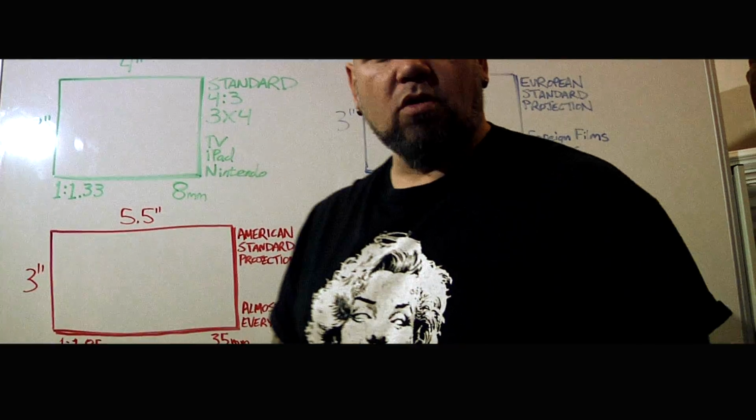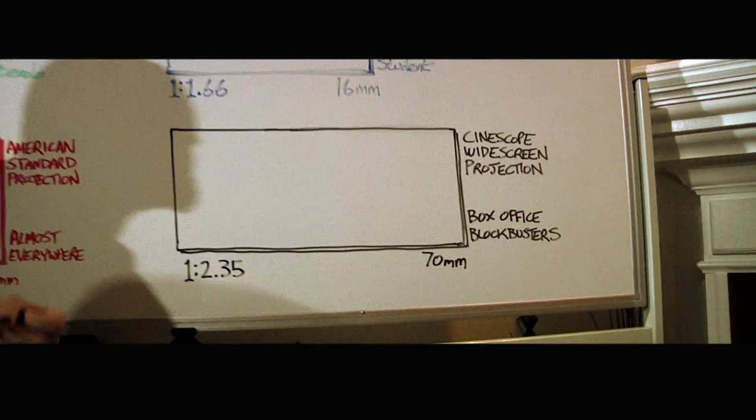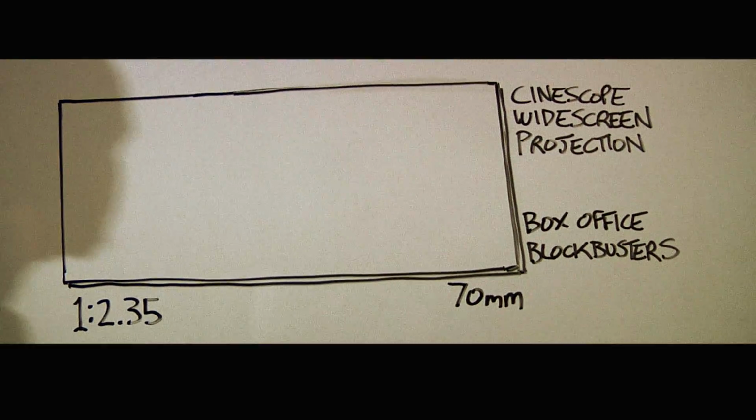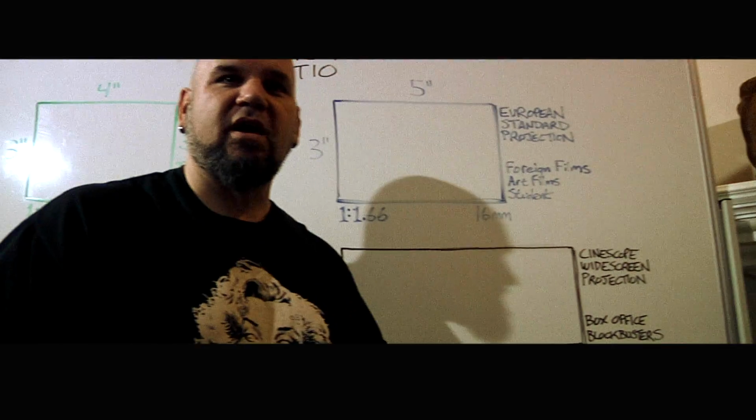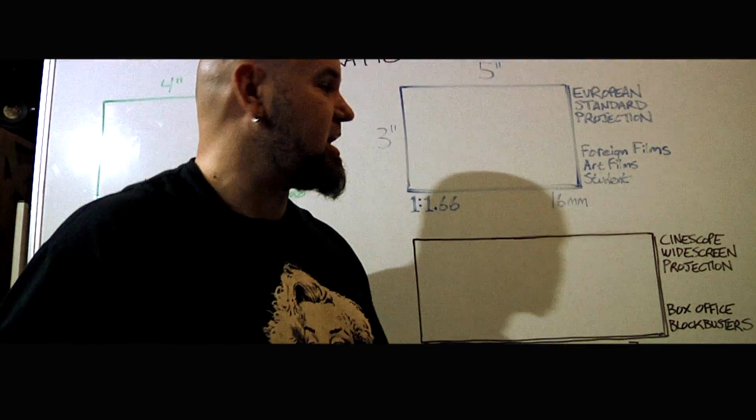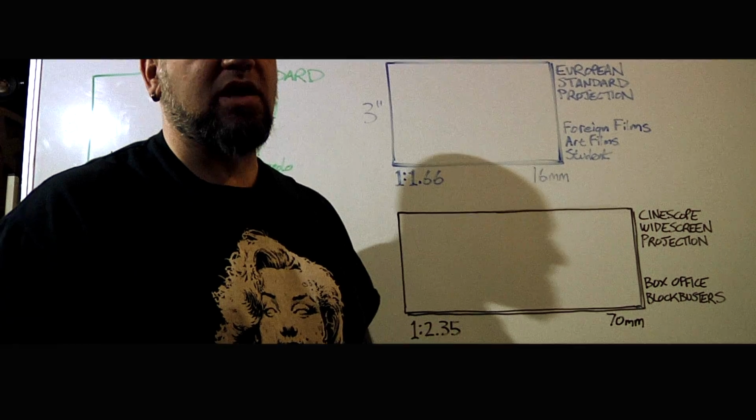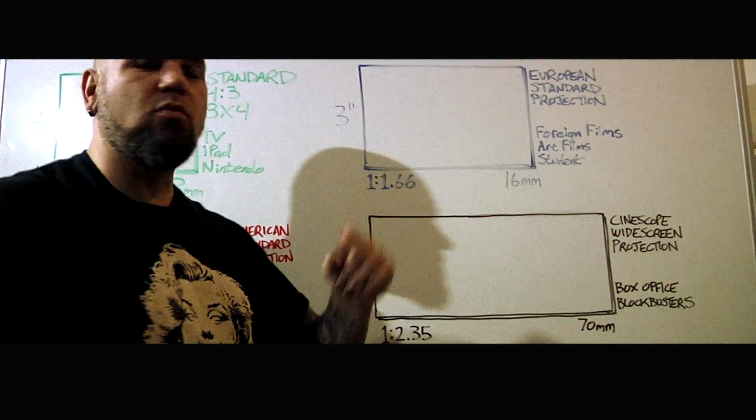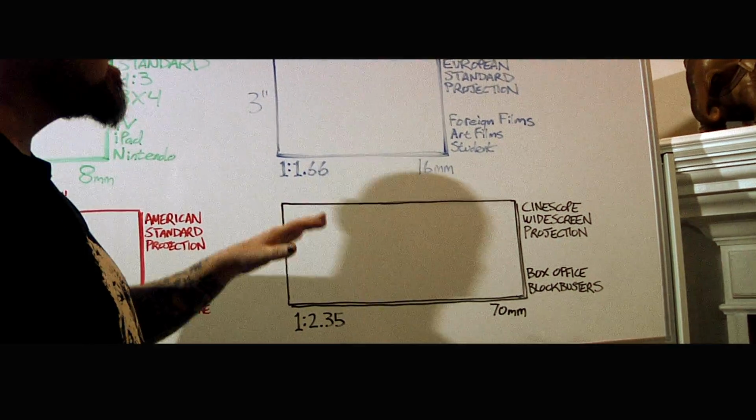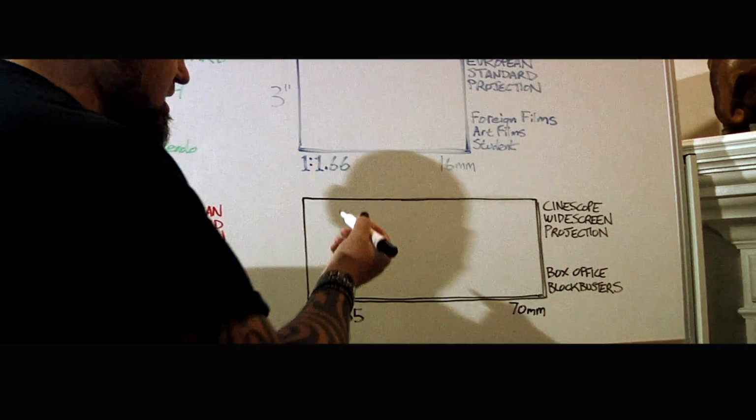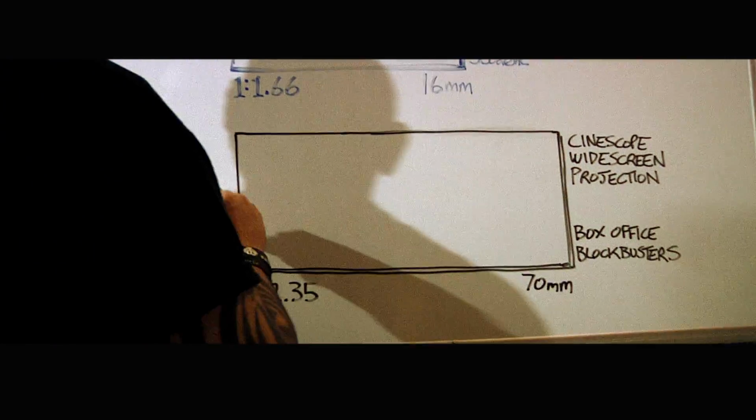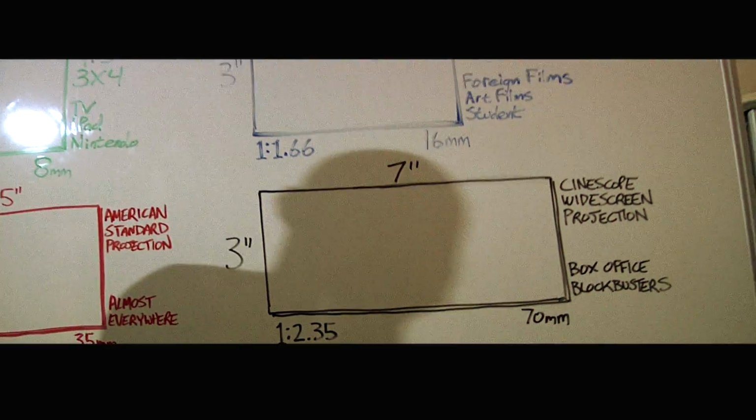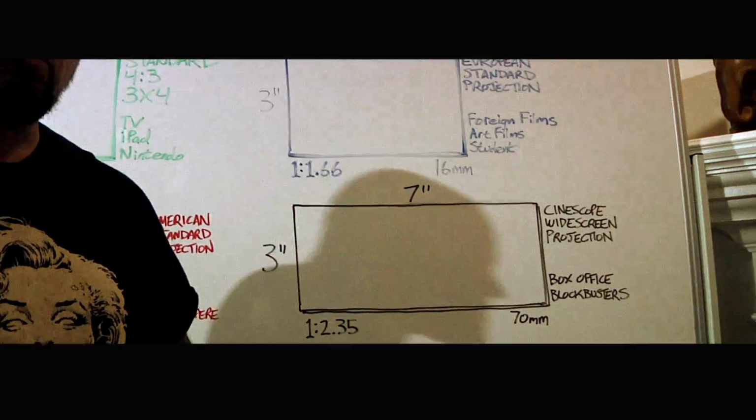So all of your Star Wars movies are filmed in this aspect ratio. All of your Lord of the Rings movies, all of your Indiana Jones movies. A lot of the Marvel movies now are in this aspect ratio. That wasn't always the case. Anytime Hollywood is banking on a movie and they know it's going to do well, usually it'll be in this aspect ratio. If you wanted to create your own storyboard templates using Cinemascope widescreen projection, very easy. Once again, just 3 inches tall by a whopping 7 inches wide, and that would give you Cinemascope widescreen projection.